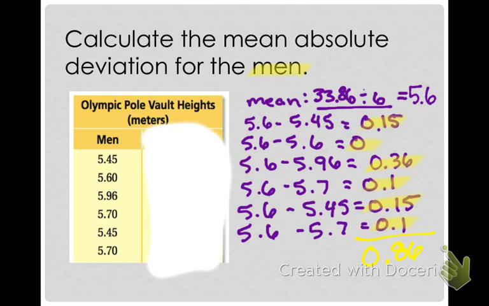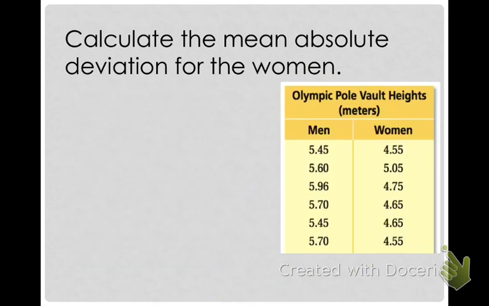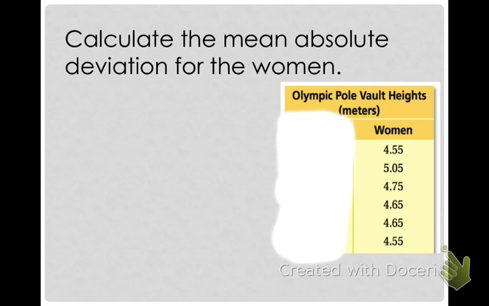0.86. Now I'm going to divide this again by 6 because we have 6 numbers, and I get that my MAD is now equal to 0.14. And that's for the men, okay? Now, what I would like you to do is go through all of those steps, but do it for the women. Pay very close attention to your numbers. Pause the video now and go ahead and do your work.